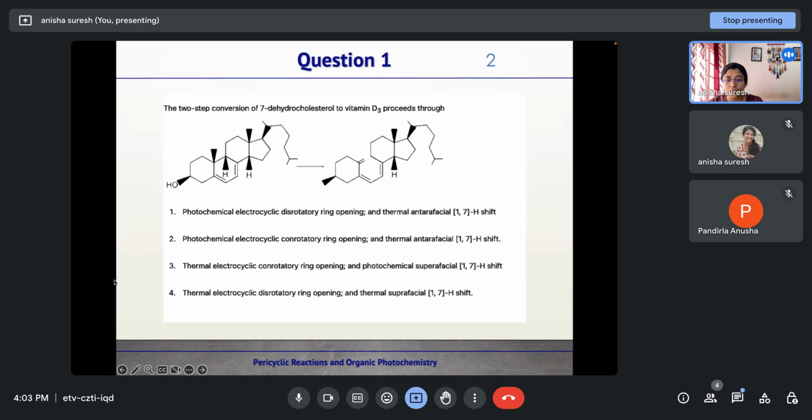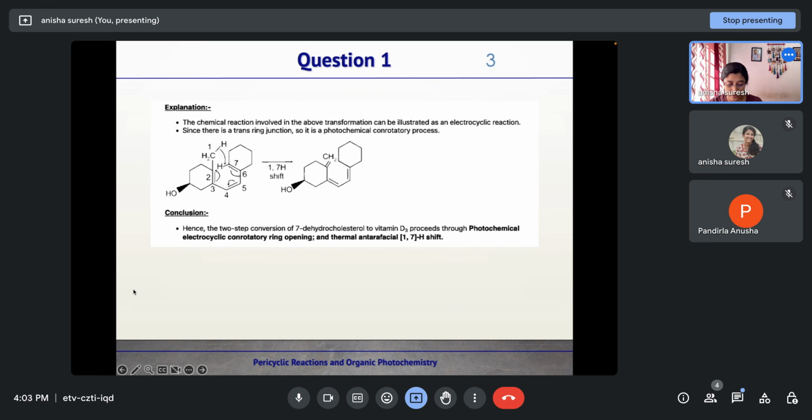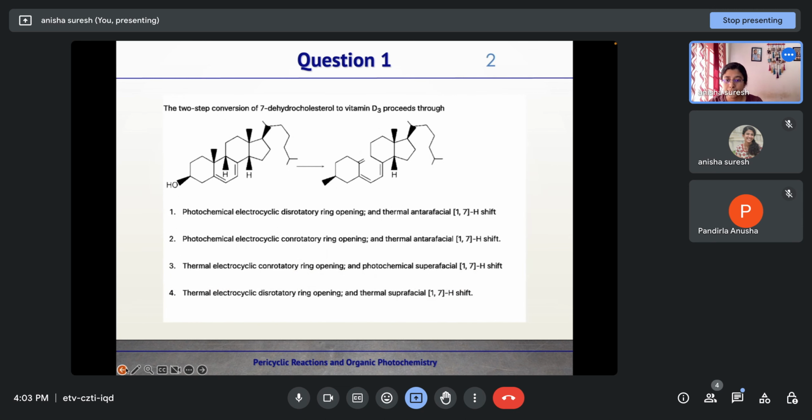First a ring opening should take place, so that this six membered cycle will open, and then a hydrogen shift will be taking place from this methyl group so as to get the structure.